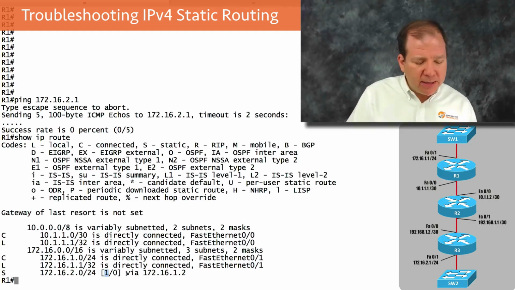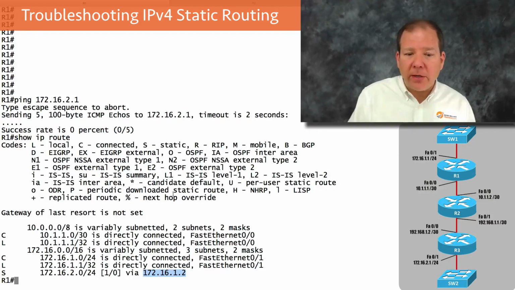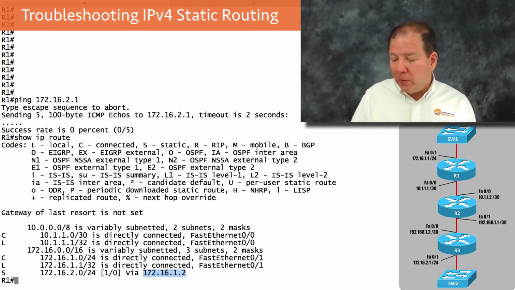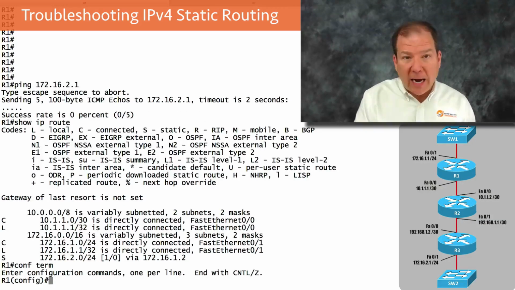But this is interesting. It says to get there, we're going to go via this next hop IP address, 172.16.1.2. If you look at the topology, you'll notice that's not the right next hop IP address. I should be pointing to the Fast Ethernet 0/0 interface on R2. How do we fix that? Well, let's go in and get rid of the incorrect static route.